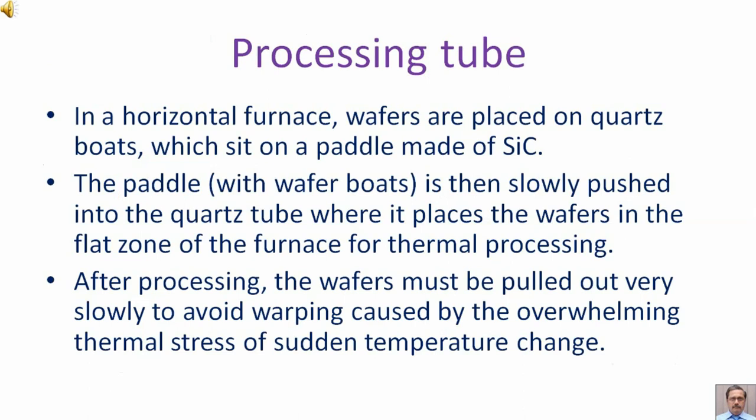In a horizontal furnace, wafers are placed on quartz boards which sit on a paddle made of silicon carbide. The paddle with wafer boards is then slowly pushed into the quartz tube, where it places the wafers in the flat zone of the furnace for thermal processing. After processing, the wafers must be pulled out very slowly to avoid warping caused by the overwhelming thermal stress of sudden temperature change.